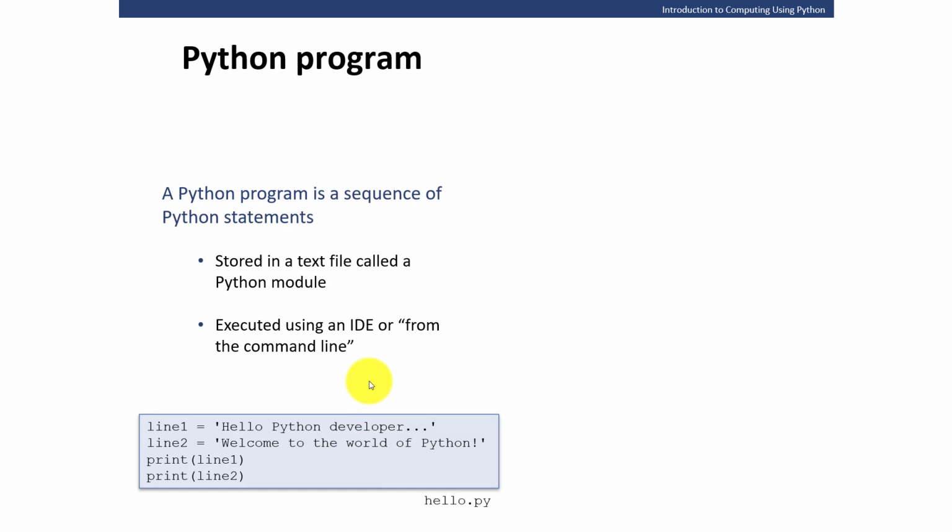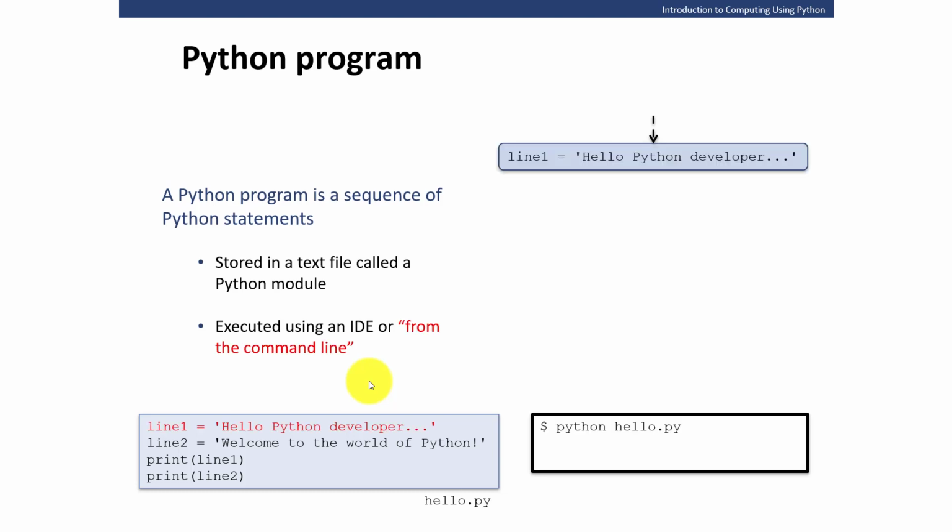After you store that text file, which is called the module, and you execute it from the interactive development environment, which in our case is IDLE, it's going to show the output on the interactive console. So what will be the order of execution for a simple program like this? Line 1, hello Python developer. So this is what will happen.